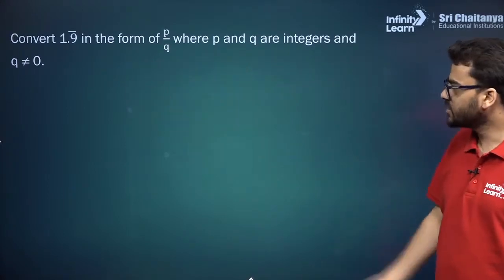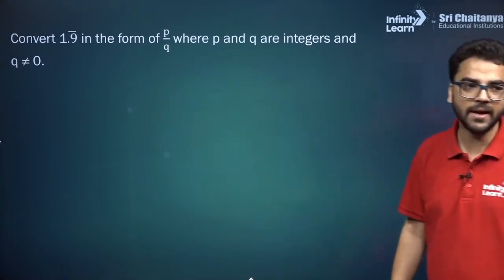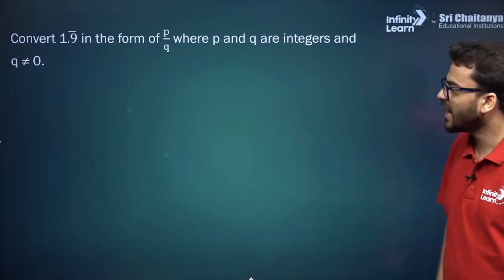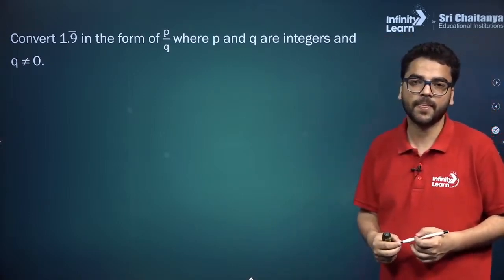Okay, suppose I need to take the next question. Can you convert 1.9 bar in the form of p by q, where p and q are integers? How can you represent it?